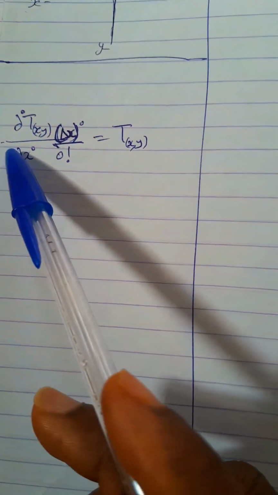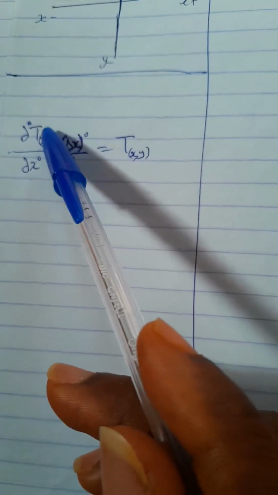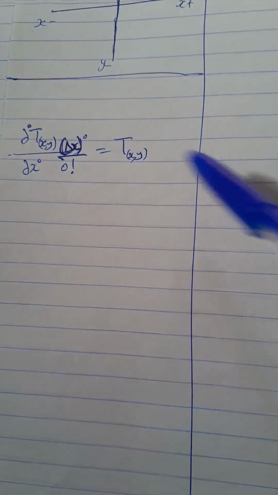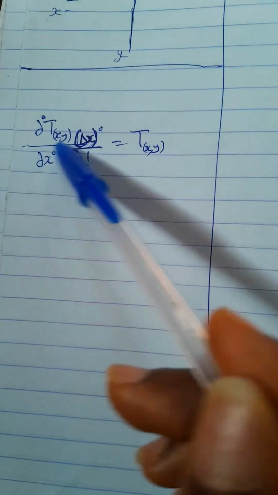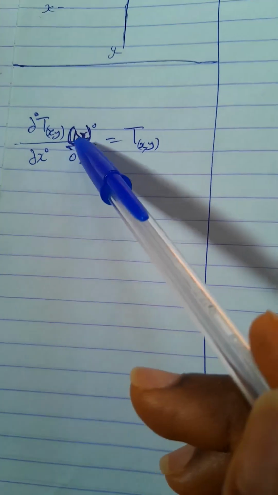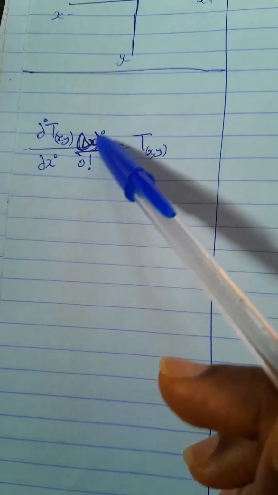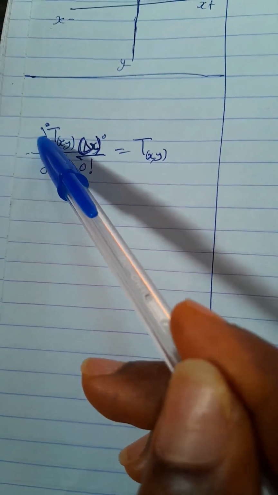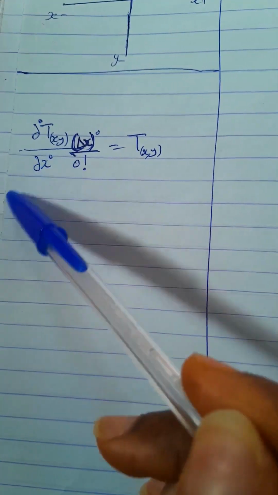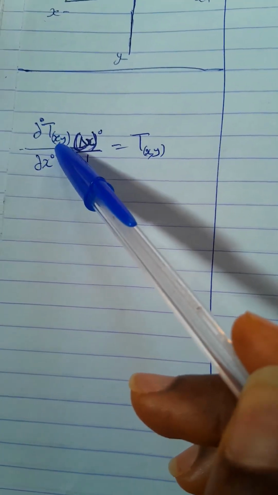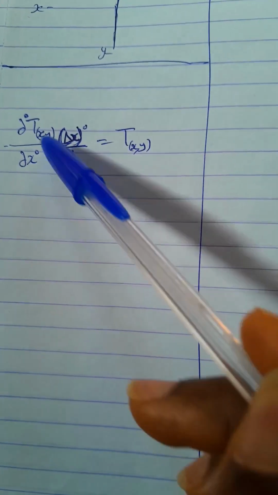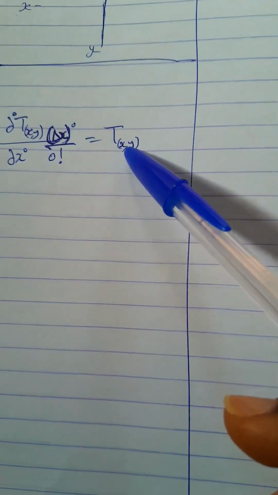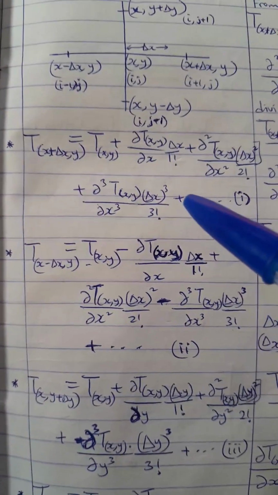So let me quickly show you this. For the power 0, because the first one is power 0, delta raised to power 0 T subscript x comma y divided by delta x raised to power 0, multiplied by delta x raised to power 0 over 0 factorial. Everything here is 1, 1 over 1, 1, T subscript x comma y. This one is also 1, 0 factorial is also 1, 1 over 1, the remaining thing is what? T subscript x comma y. That's why it is.